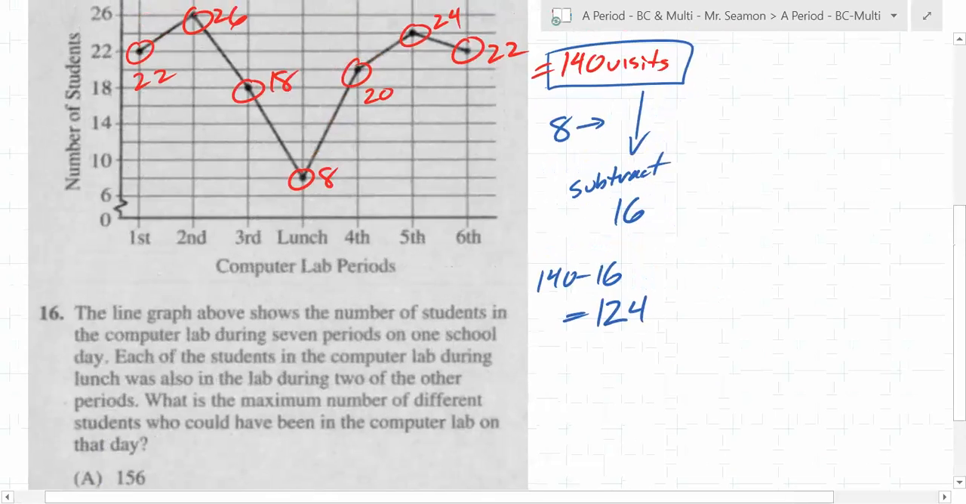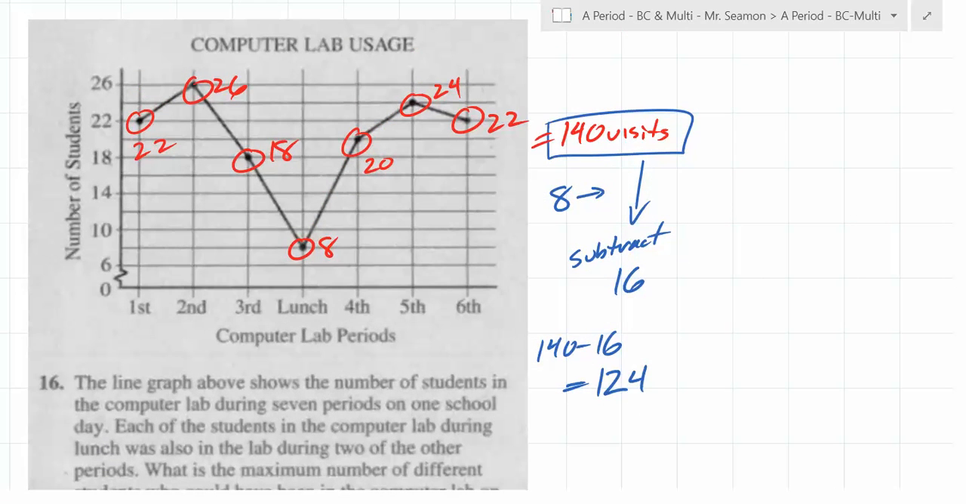Does that kind of vaguely make sense? It's the number of visits minus the overcounting. You do this a whole lot in big number questions. The hard thing is finding those small things you need to take away.